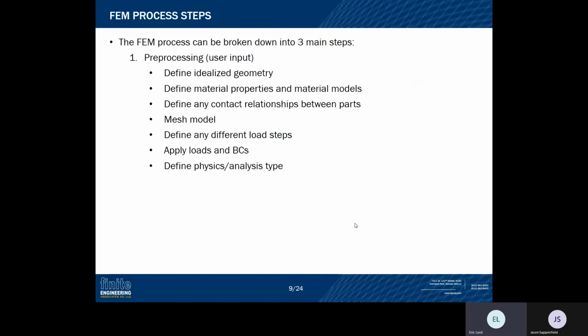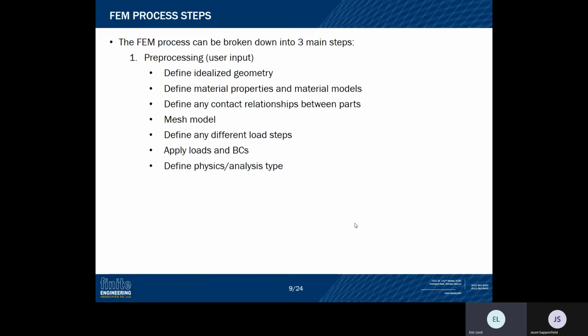So just talking a little bit about the process steps. The finite element process can be broken down into 3 main steps. So step number 1, we call pre-processing. And this is really where the user input comes in. So we define the idealized geometry, we define material properties and any associated material models, whether it has linear elasticity, or it has plasticity involved, or it's a hyperelastic material. All of these things we can put into the model. We have that capability.